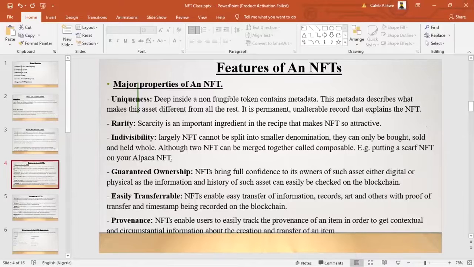Although two NFTs can be meshed together, called composable. So you have Alpaca City doing something where you have a scarf NFT and an Alpaca City Alpaca NFT, and you can bring them together and have them as one. They are called composable.